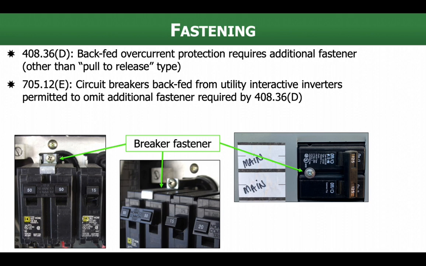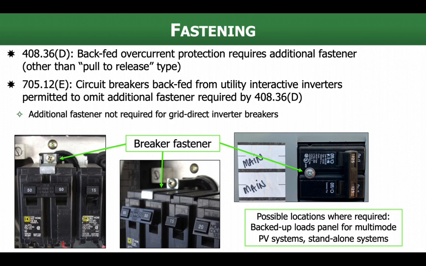Now, a lot of inspectors are familiar with 408.36(D), maybe not as familiar with 705.12(E), so it behooves you to know that you do not need to spend a lot of time tracking down these breaker fasteners, which can be difficult to get for some equipment and are not needed in the cases that we are going to be installing under. Now, it's not 100% true in the PV world. For a grid-direct inverter, where that inverter is going to shut off as soon as I pull the breaker off the bus bar, fastener not required per 705.12(E).